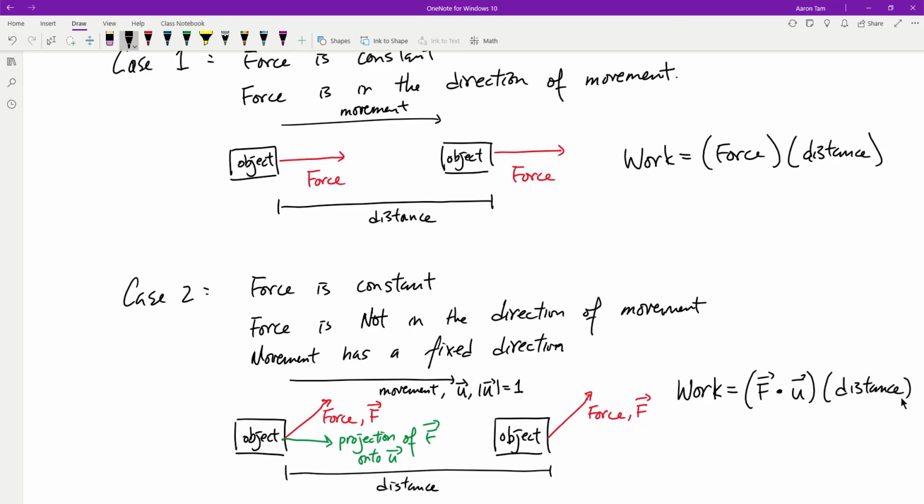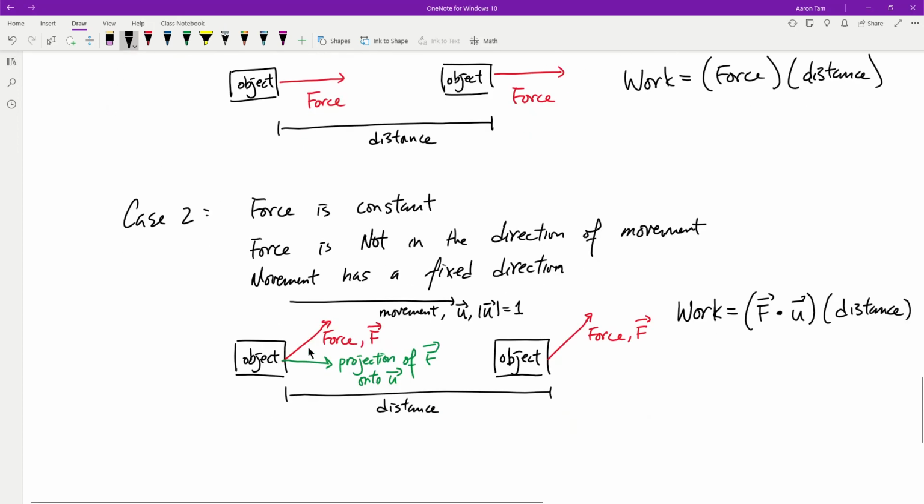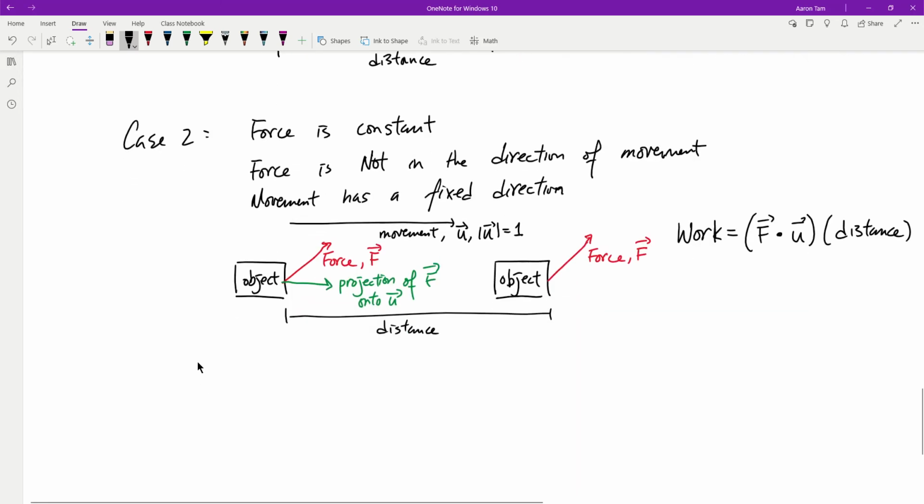So that's pretty good. That gives us the flexibility that if the force doesn't point in the direction of movement, I can still figure out what's going on. But of course, that still gives us a very restricted scenario, because the object has to move in one direction and one direction only, which implies that the object is moving in a straight line. But what if the object is not moving in a straight line? So that would be our case 3.